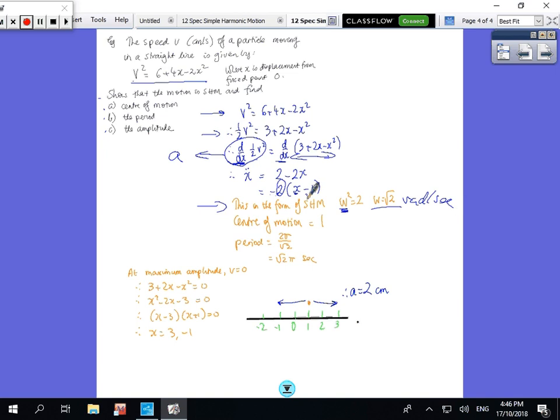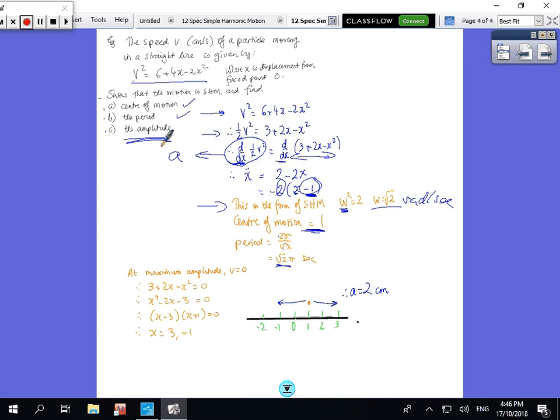The center of motion is the opposite number here, so the center of motion is 1, and we'll follow it up in a second. The period, okay, so the center of motion is 1. That's just the opposite number of the bracket. The period is 2 pi over omega. Root 2 into 2 goes root 2 times, so the answer is root 2 seconds.